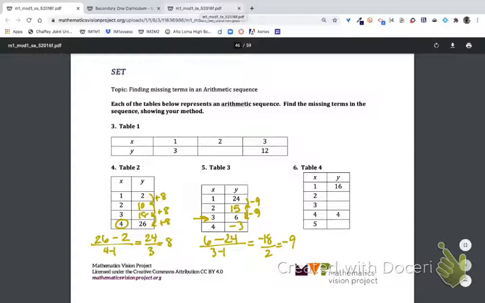For number 6, again, I'll take the last term that we know, which is 4, minus our first term, and then our input minus 1 to be able to find our average. We have negative 12 over 3. So in this case, we are subtracting 4 each time.